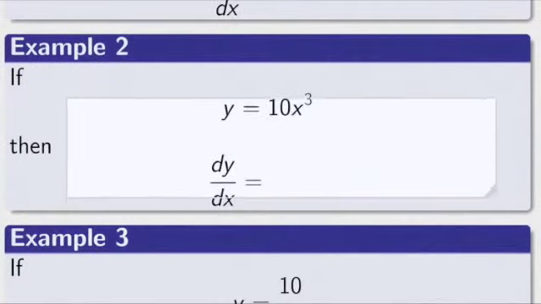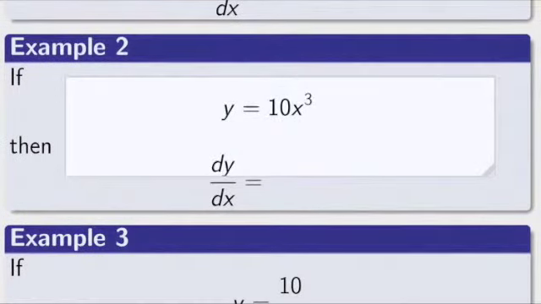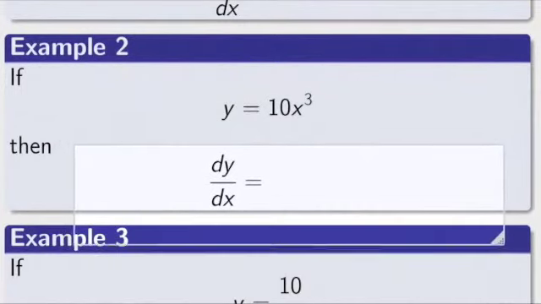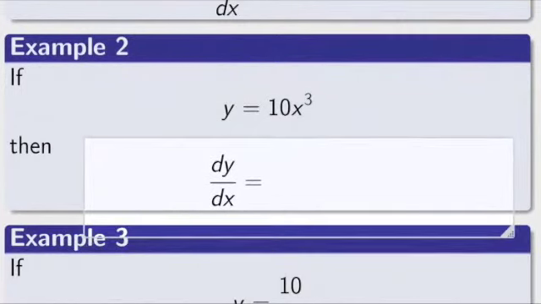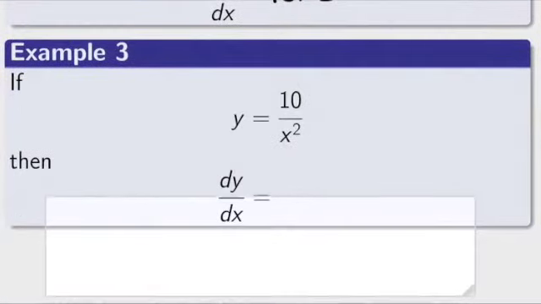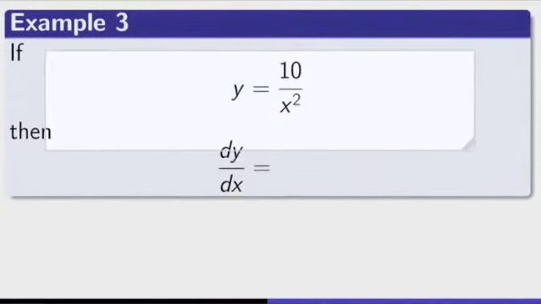Let's look at another example. If y is equal to 10x cubed, the derivative of y with respect to x is 10 times, we drop the index to the front, so it will be 3, and we subtract 1 from the index, so 3 minus 1 is 2. So the answer would be 10 times 3, which is 30x squared.